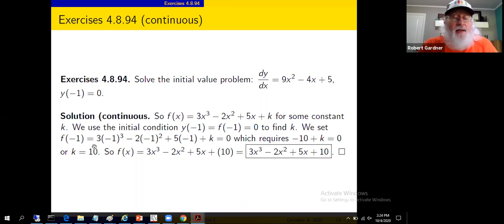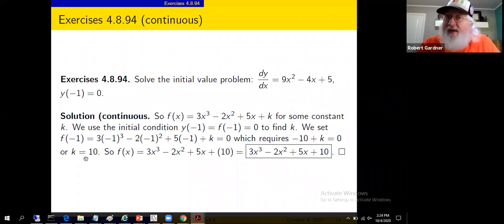So we'll do exactly that. Plug the negative 1 in, produces this, and set it equal to 0. You're supposed to get 0 out when you plug negative 1 in, so we're setting it equal to 0. I do the arithmetic, just powers of negative 1. We end up with negative 10 plus k equals 0. So k must be 10.